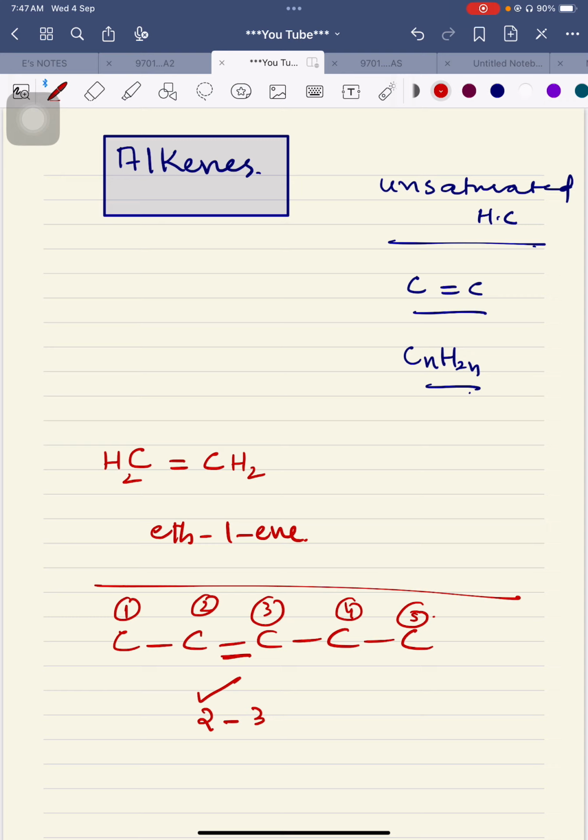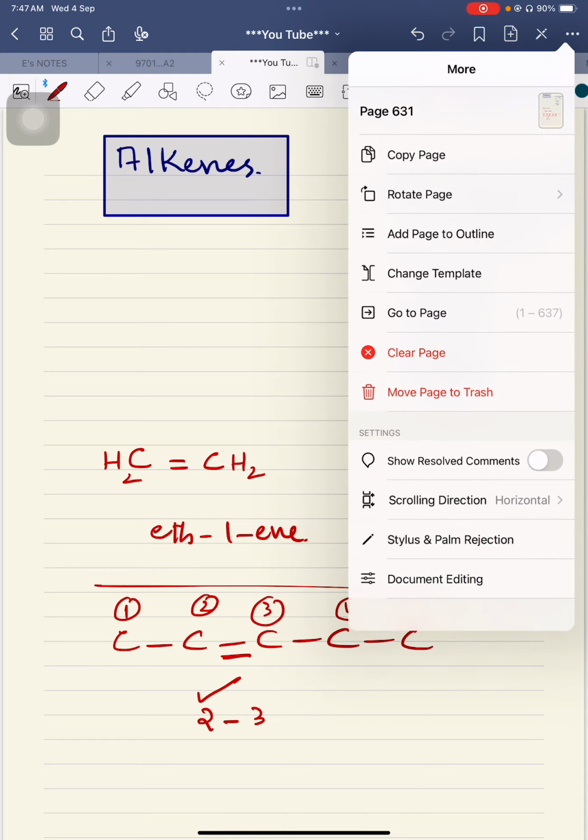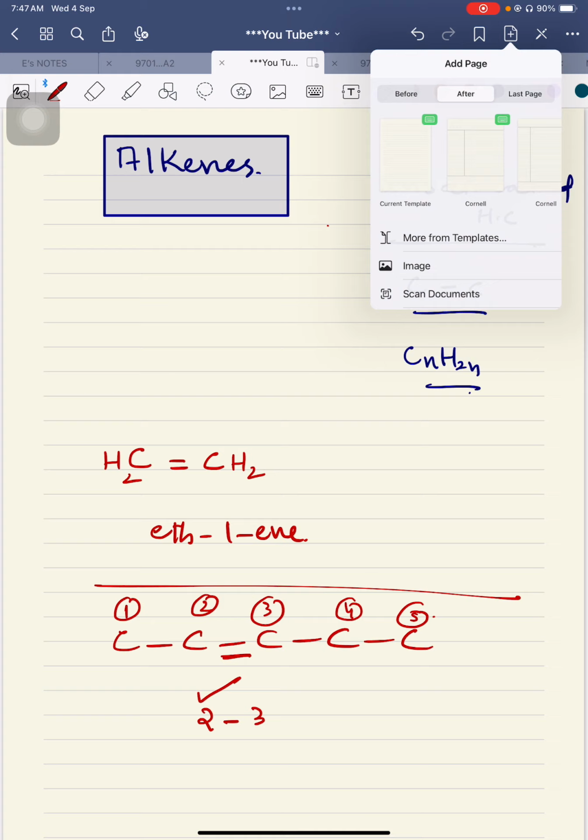And one should know that when we are dealing with this smallest possible number, one should give the smaller one. I mean to say, if it is between 3 and 4, we will say the double bond is with carbon number 3. If it is between 2 and 3, we will say it is with number 2. So here I am on the next page now.